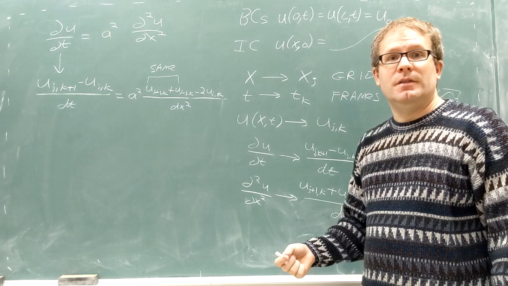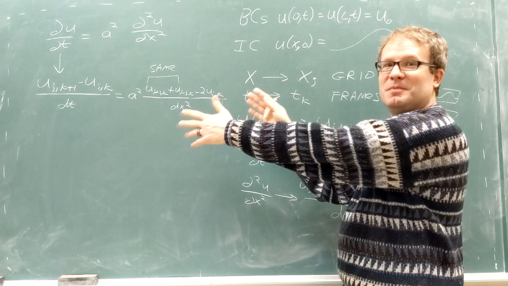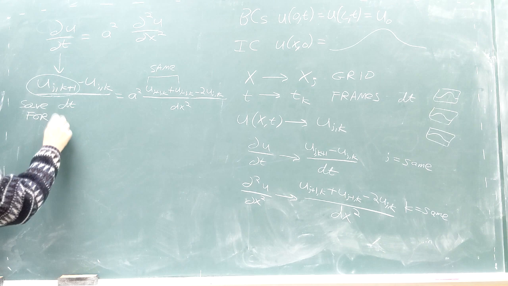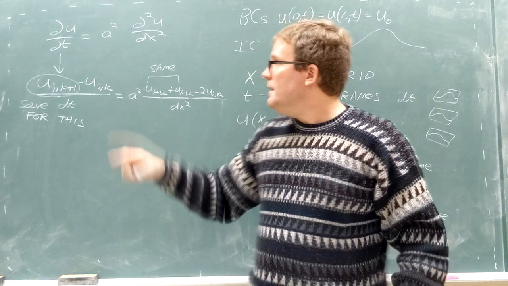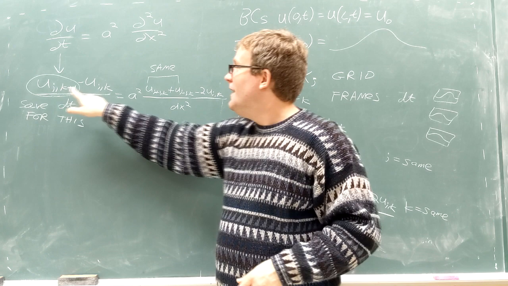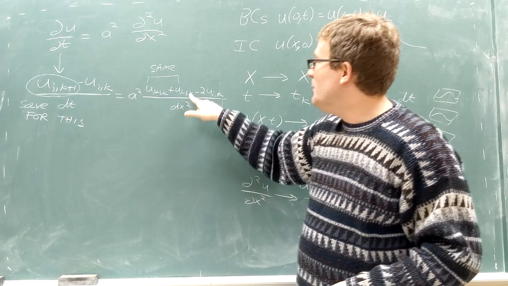The next part that we need to do is turn this into a form that the computer can work with. Because if you just put this into a line in a computer, it's not going to know what to do with it. What we need to do is solve for this piece. Because take a look at the indices, right? The way these indices are working, this is the value of u at the current point that you're looking at in the rod, at the next moment in time. This is the value of the temperature at the point you're looking at at the current moment in time. This is the only term that's got the next moment in time.